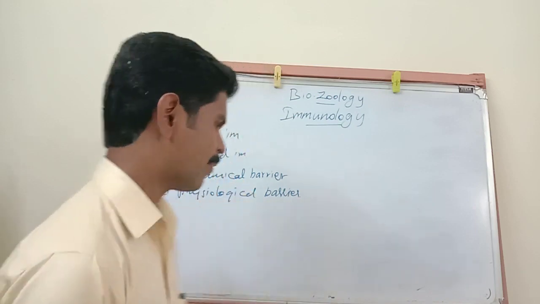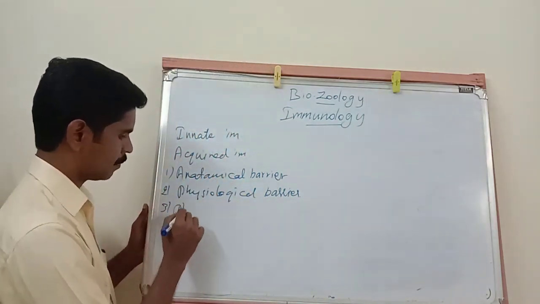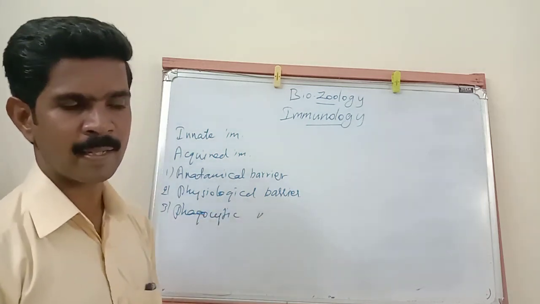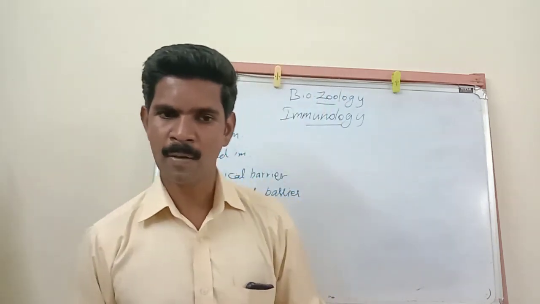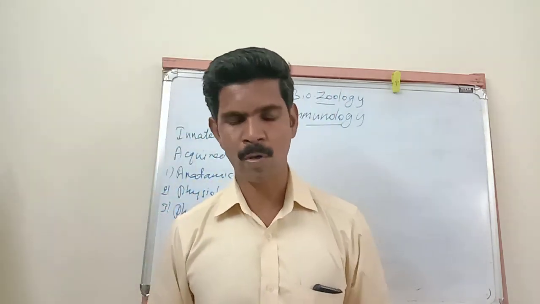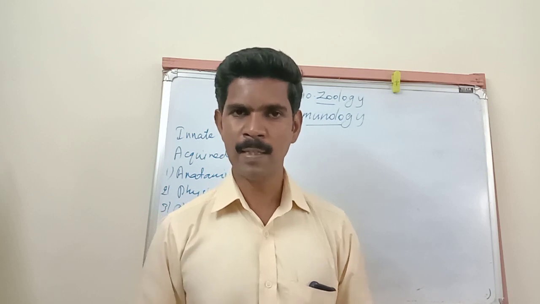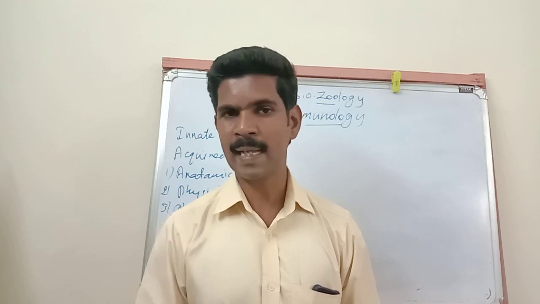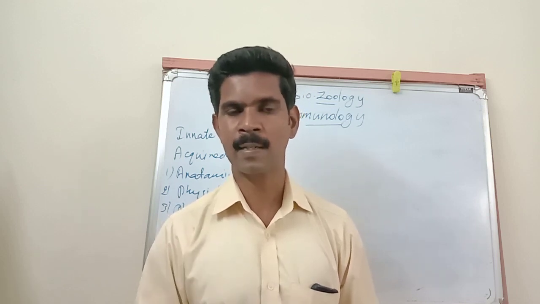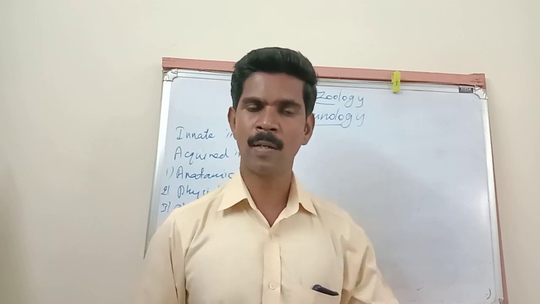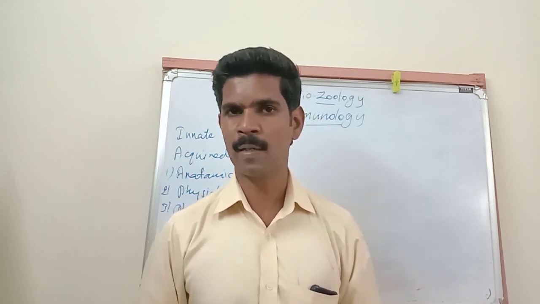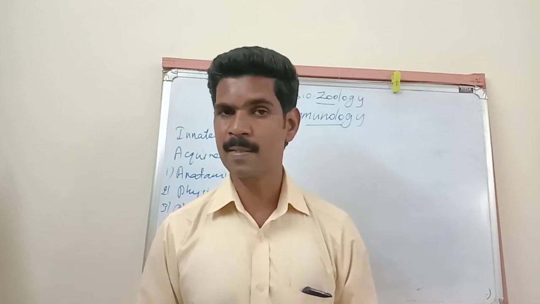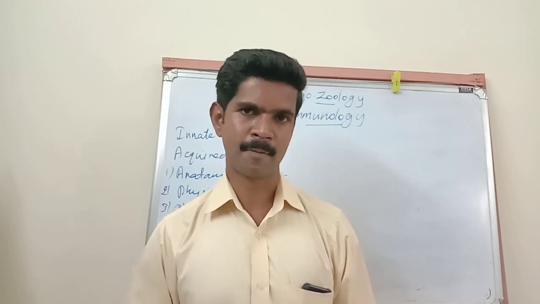Okay, then the next one is the phagocytic barrier. Some specialized cells, for example, monocytes, neutrophils, macrophages. These cells are otherwise called phagocytic cells. These phagocytic cells engulf the microorganisms which have entered the body. So when a microorganism or a foreign particle enters the body, these phagocytic cells engulf that microorganism. Thus, they protect our body from diseases.